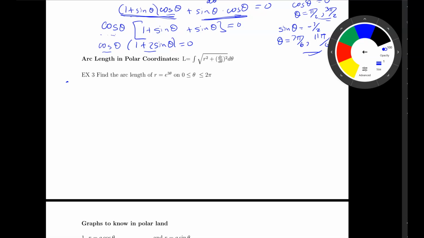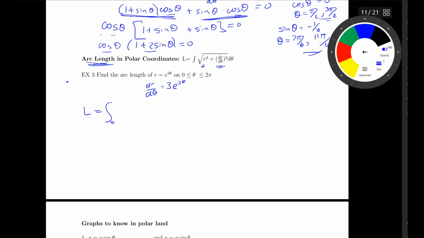Now I want to find the arc length in polar coordinates. You can see this is really close to what we had for arc length in parametric equations, where we had the derivative with respect to y squared and the derivative with respect to x squared. Here I've got r squared and dr d theta squared. All right, so here's r. So let's go find dr d theta. That's 3e to the 3 theta.